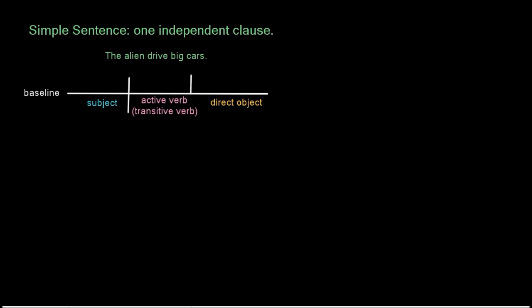Now we have an active verb, a transitive verb, our main verb, which is drive. Our subject is still aliens. Looks like I forgot the S on aliens. And the direct object in this case is cars, the noun cars.